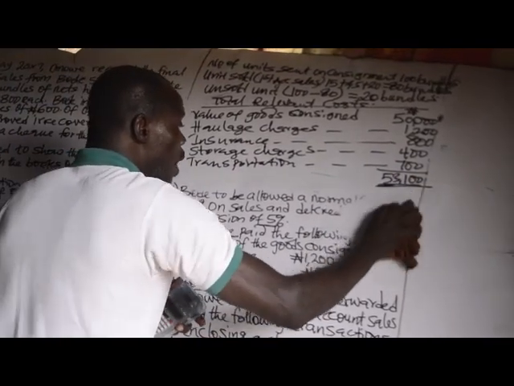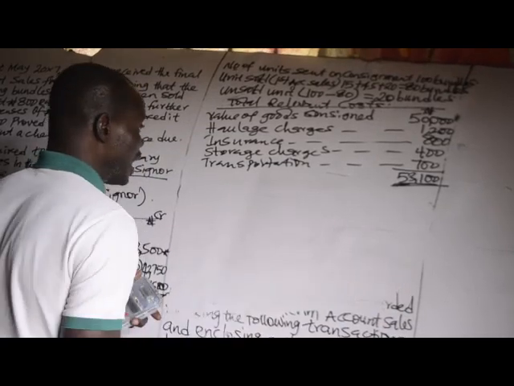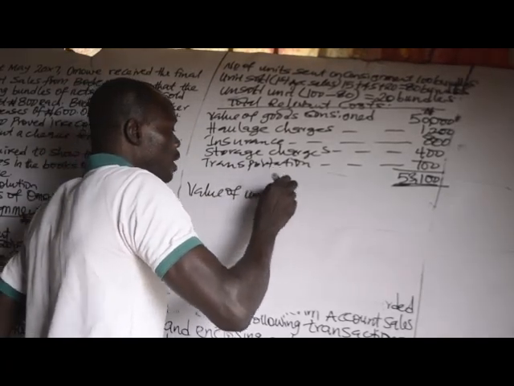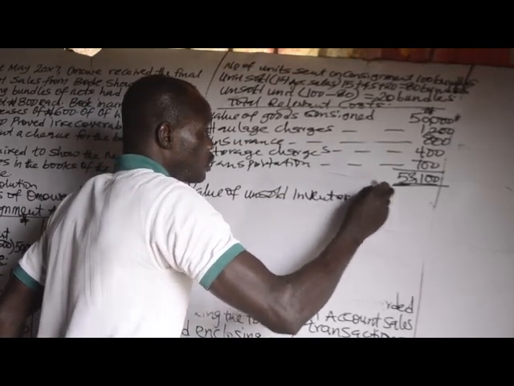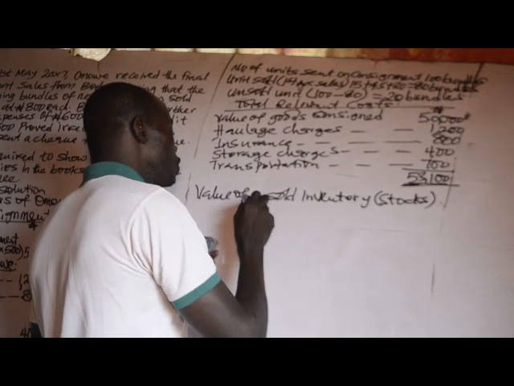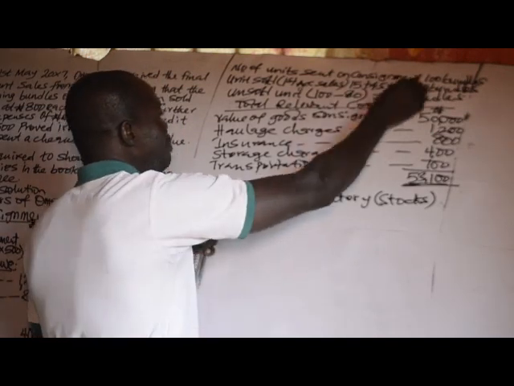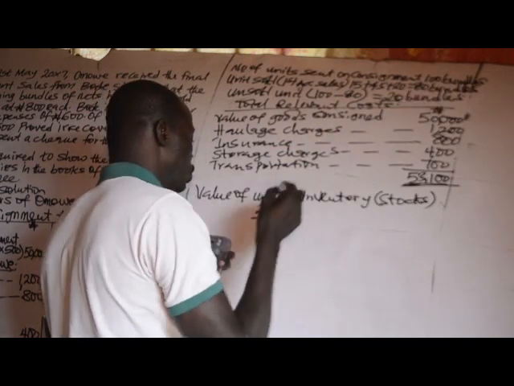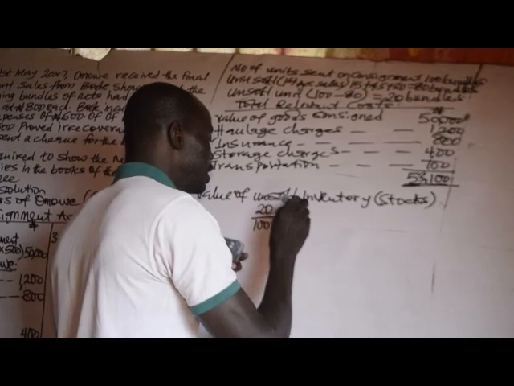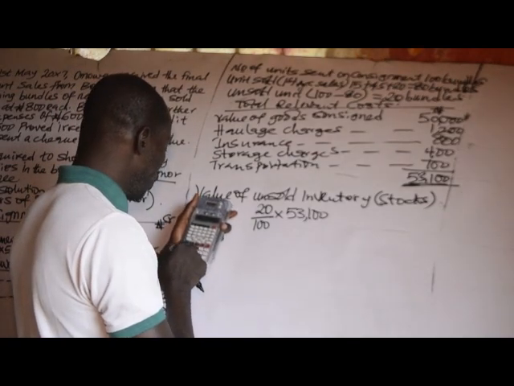Now you apply the proportion of the unsold units over the total units consigned. You apply it on that to get your unsold inventory value. The number of units remaining in inventory is 20 bundles. So, unsold units is 20, out of total units consigned, as in total units sent by the consignor to the consignee, which is 100 bundles. So, we have 20 over 100 times the total relevant cost, 53,100. So, you have 20 divided by 100 times 53,100.